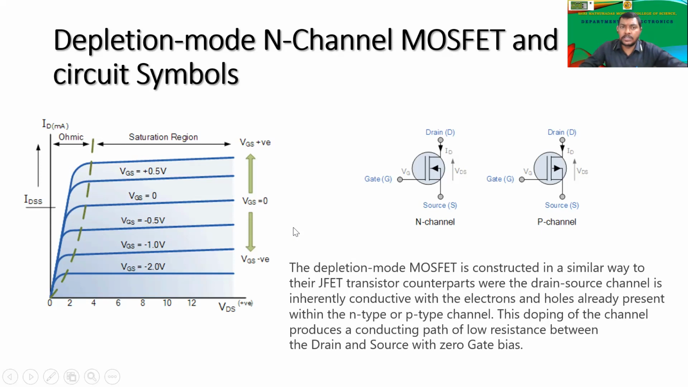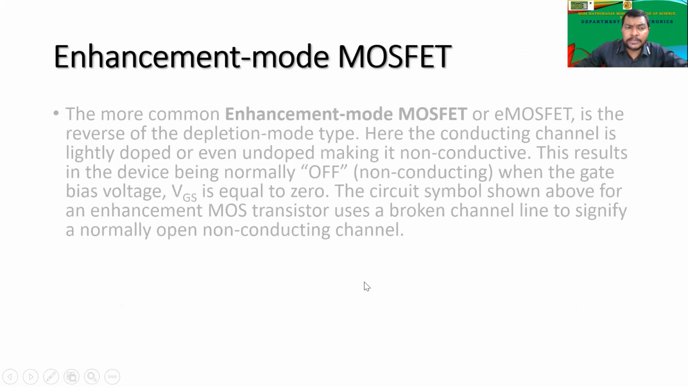So the junction field effect transistor works on the same principle, that even if we are not applying any gate-source voltage, the current is supposed to flow through it. And as you go on increasing the reverse voltage, the depletion layer increases and automatically the current flowing through it decreases. So that is the basic concept, and the same concept is used in the depletion MOSFET. Okay, enhancement mode MOSFET.